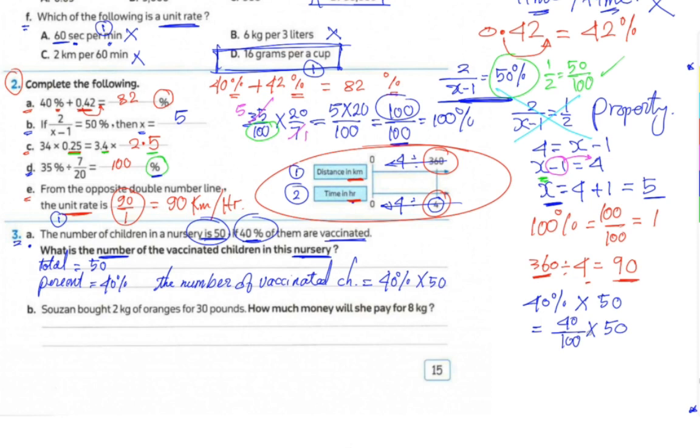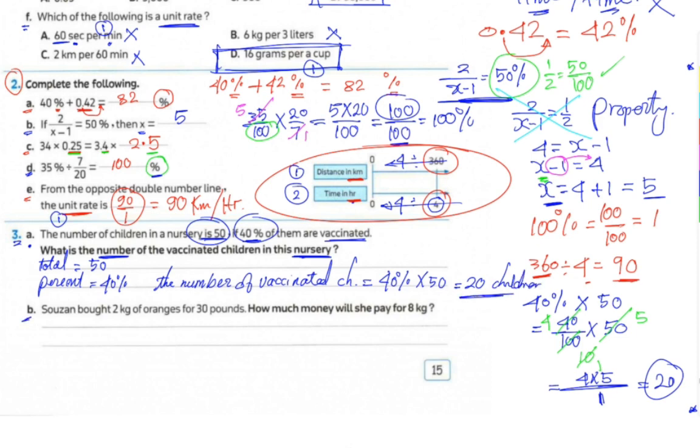Now do what? I have 40 times 50 over 100. Divide by 10, over 10: 5 over 10. Again, divide by 10: 4 over 1, and 10 over 10 equals 1. Now what we have is just 4 times 5 over 1. 4 times 5 equals 20. That means the number of children is 20 children.